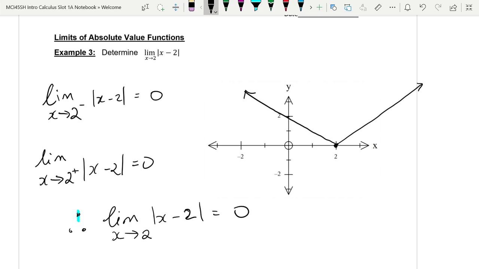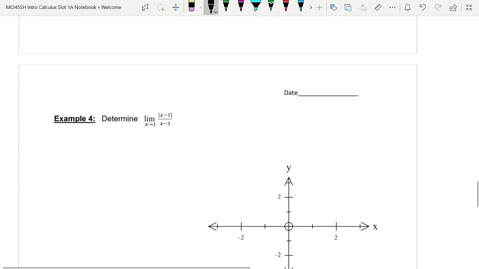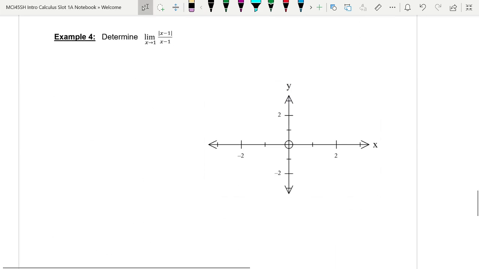So this one's kind of fun. What do you think of example 4? I don't know why we gave you so much room for example 3. I don't need any more room for that one. But check out example 4. We've got an absolute value on the top, and then we divide on the bottom by the actual same factor that's in the absolute value bracket. What do you think that's going to look like?